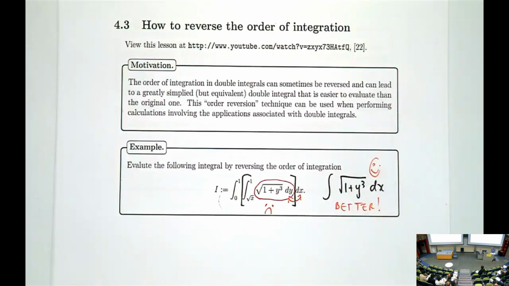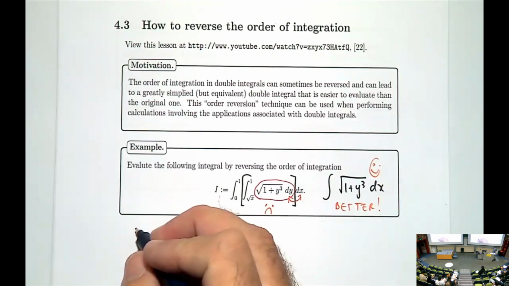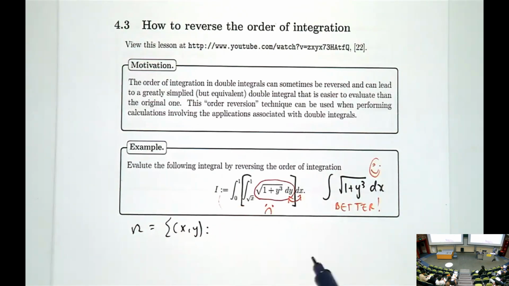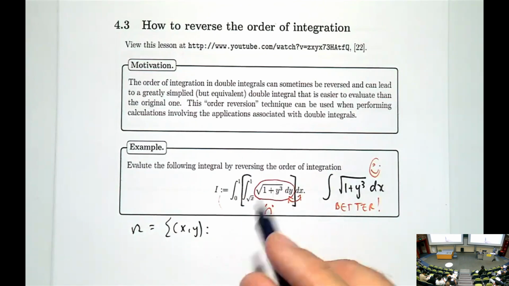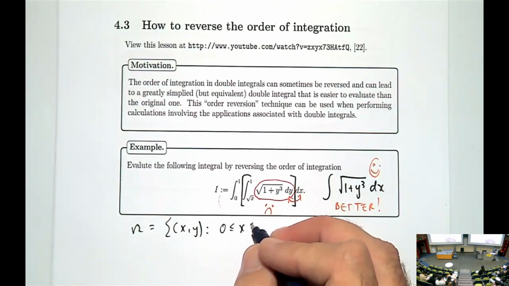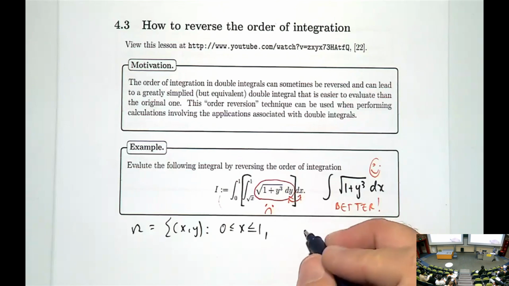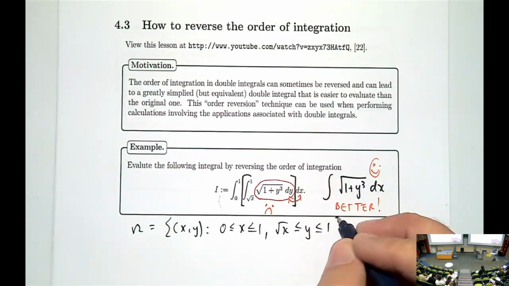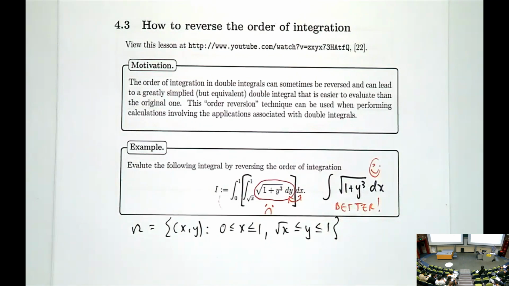Let's do this. First of all, draw a picture. Here is our region of integration. x is between these two lines, 0 and 1, and y is between 1 and root x. So I'm going to draw a picture.